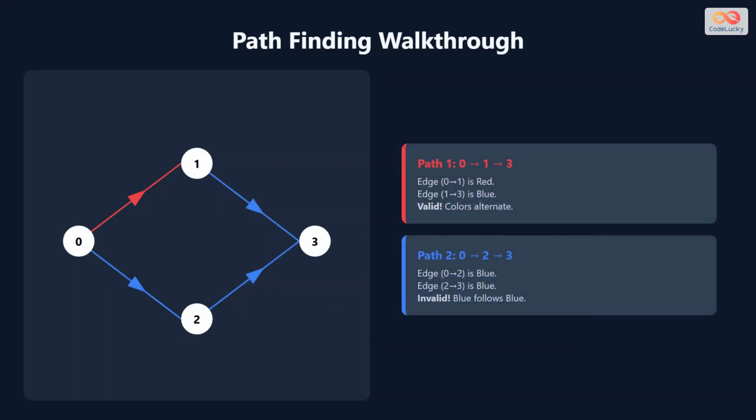Look at this example. Path 1 goes from 0 to 1 via red, then 1 to 3 via blue. This is valid. Path 2 goes from 0 to 2 via blue, but the next edge to node 3 is also blue. This is invalid because colors must alternate.